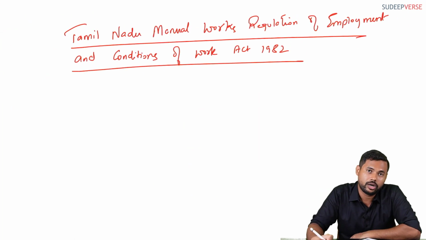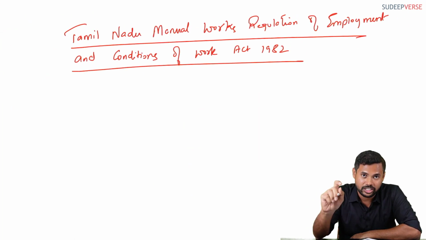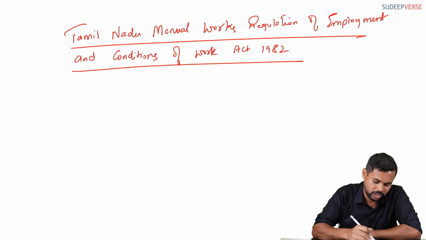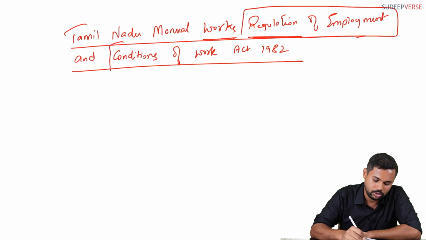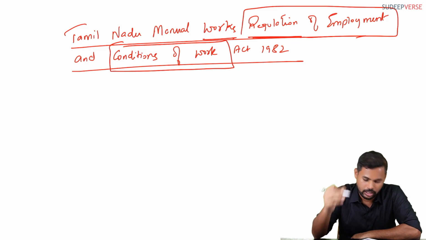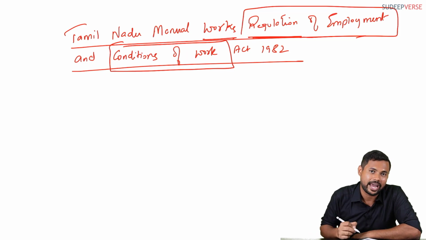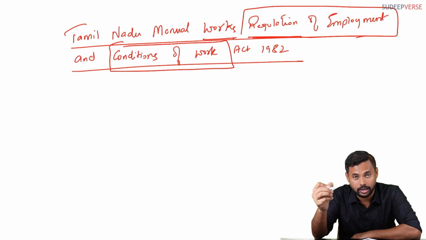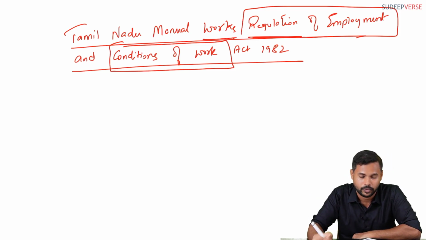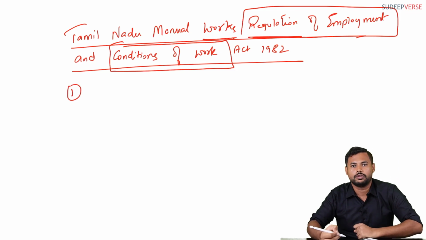Okay, so Tamil Nadu has a legislation exclusively for manual workers. Now look at this. The name of the legislation is the Tamil Nadu Manual Workers (Regulation of Employment and Conditions of Work) Act, 1982. Let me repeat it: Tamil Nadu Manual Workers Regulation of Employment and Conditions of Work Act, 1982. So basically this act does two things. One is regulation of employment, and it also takes care of the people by looking through the conditions of work.